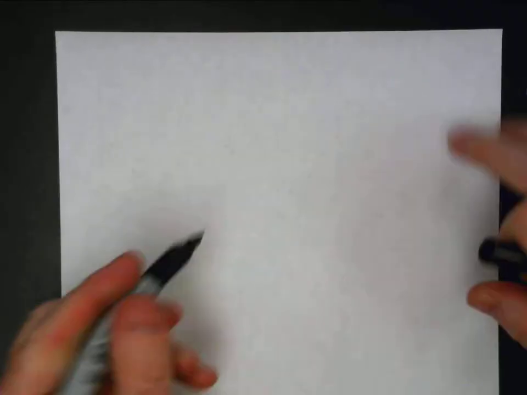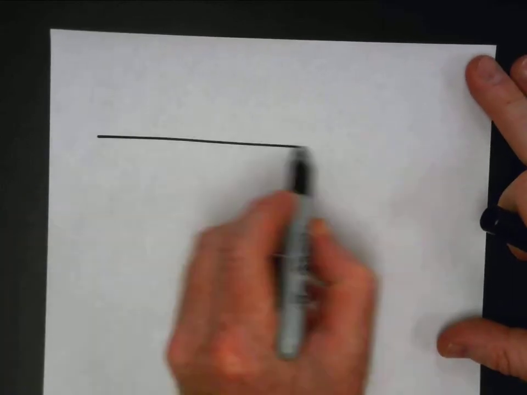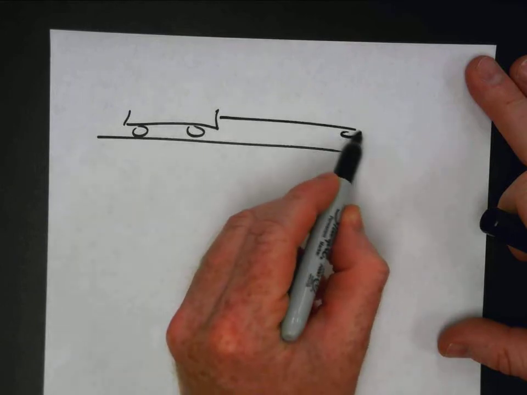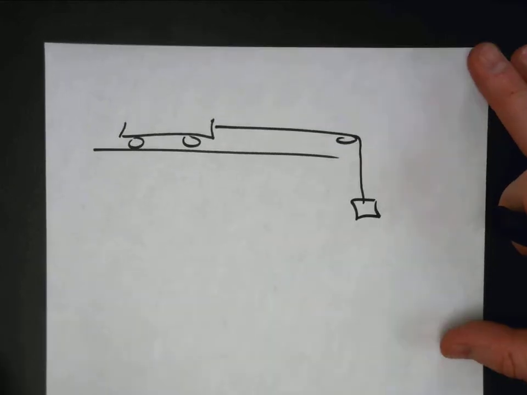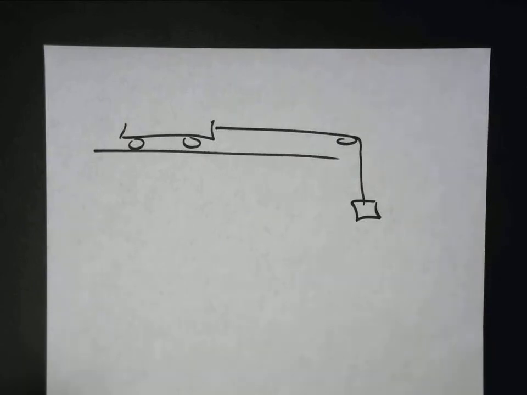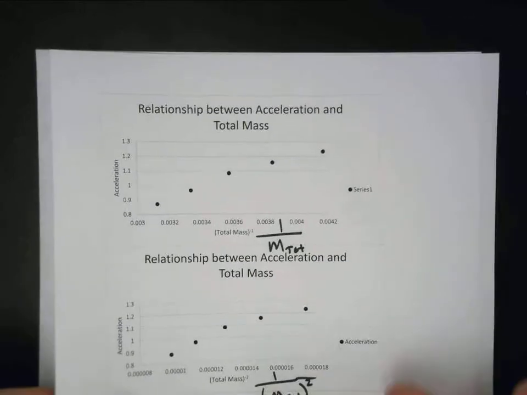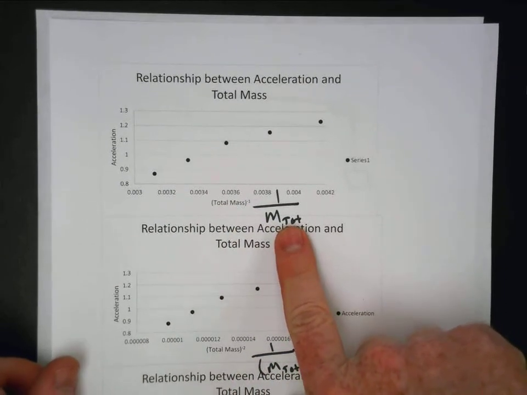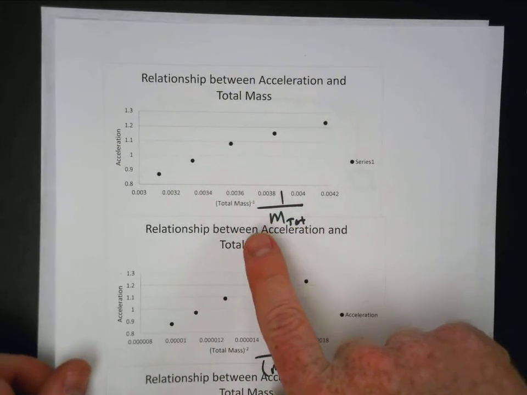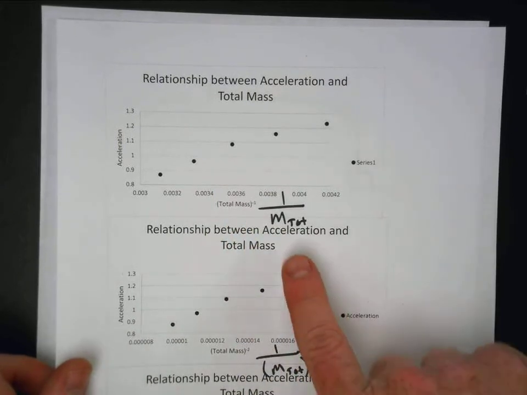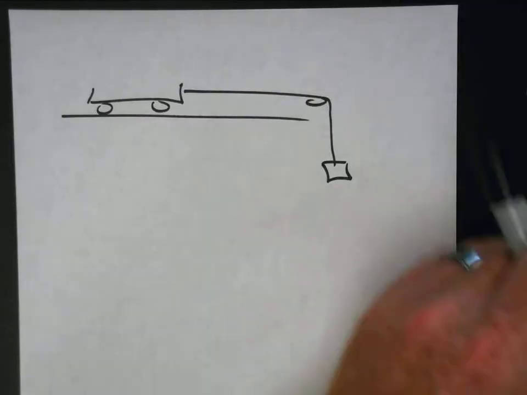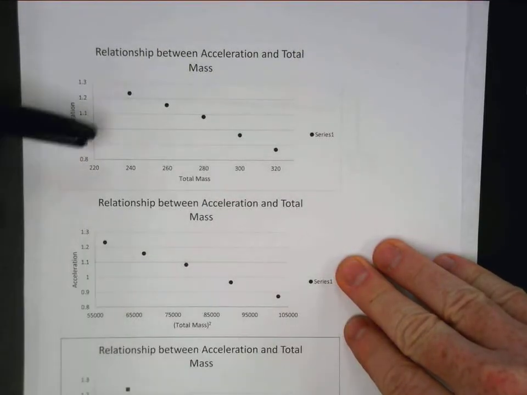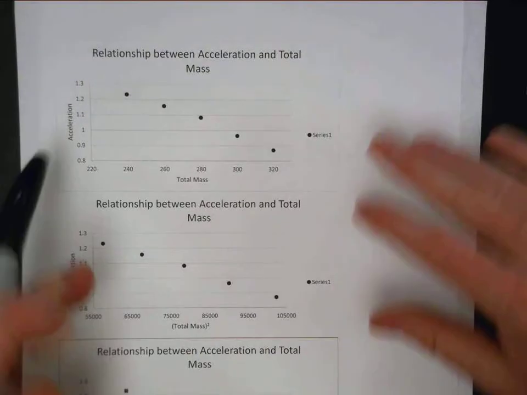If you recall our setup, we had this cart, and pulley, and hanging mass. And what we did was, for part 2, we're changing the total mass, and so that value is changing, that we increase. So the more we loaded into the cart, the less acceleration we saw. Going back to our original, that makes some sense. The larger the total mass, the lower the acceleration.